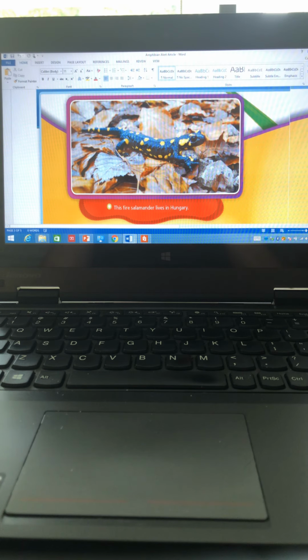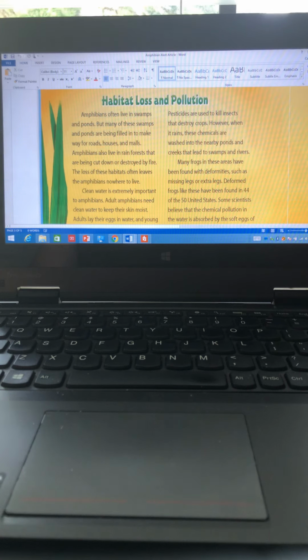Starting by looking at the photograph, our visual feature, and the caption, the text feature. The fire salamander lives in Hungary. Our heading, another text feature. Amphibians often live in swamps and ponds, but many of these swamps and ponds are being filled in to make way for roads, houses, and malls. Amphibians also live in the rainforests that are being cut down or destroyed by fire. The loss of these habitats often leaves the amphibians nowhere to live.